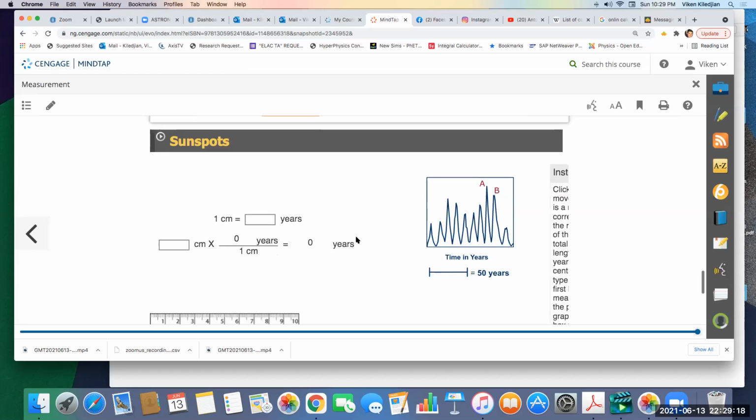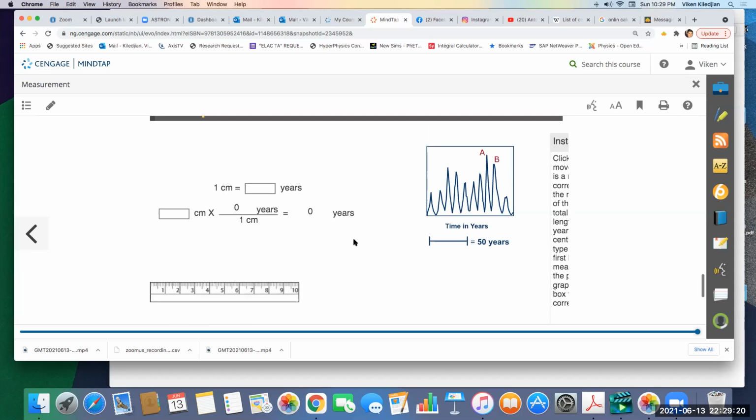So the first thing we have to do on this one is we have to actually make our scale, right? So they're telling us from here to here is a 50-year span. So to make the scale, 1 centimeter is how many years? I have to first put this here and make our scale. See, on the previous one, they gave us the scale. So I have to do this like this. Okay. And then I have to say, let's say I zoom in.